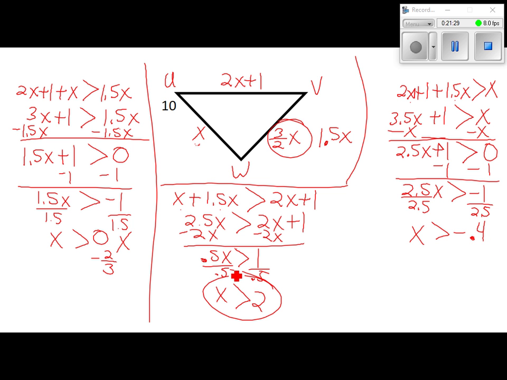Well, if we know x is greater than 2, so again, we could stick in like 3. That means this side would be 3. If we stick in 2 right here, 2 times 2 is 4 plus 1 is 5. We stick in 3 right here, 1.5 times 3 ends up being, let's see, that's 4.5.